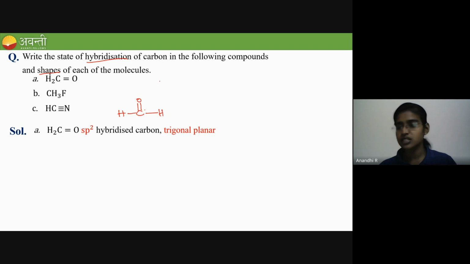And what about CH3F? What is the hybridization of the carbon in CH3F? Very good, sp3, because it has 4 bonds around it. Good. It is sp3. And what about the shape?